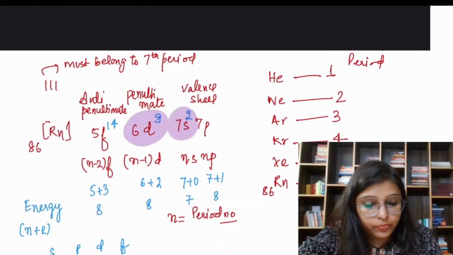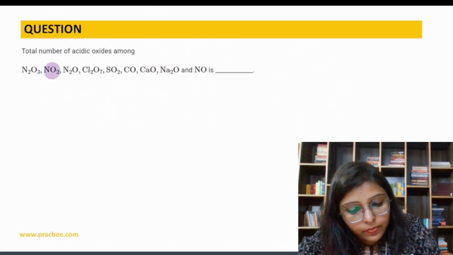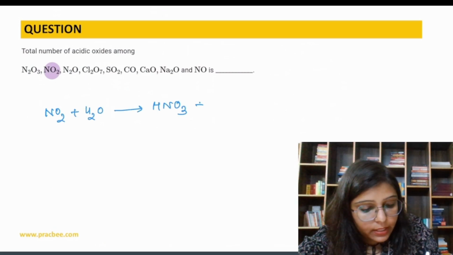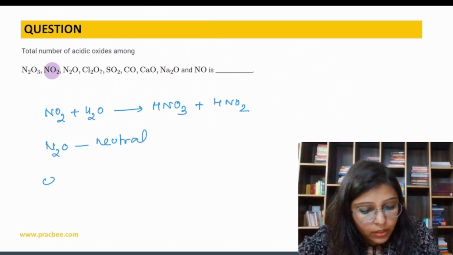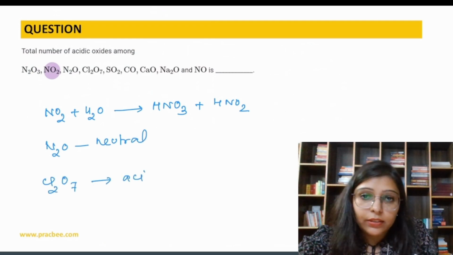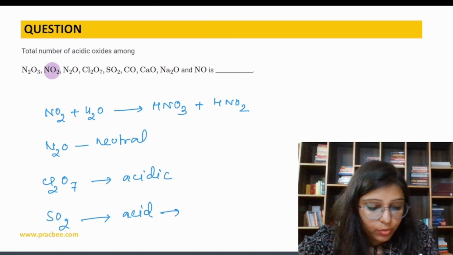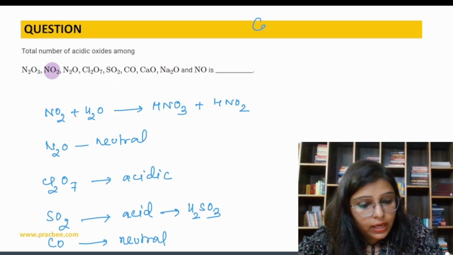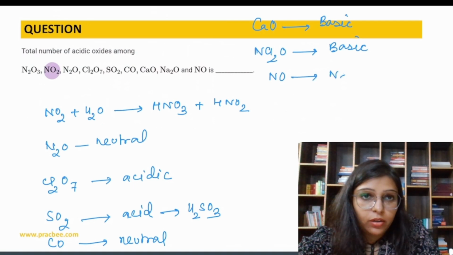Now let's do the next question. Total number of acidic oxides among the following. See, we know that NO2 is acidic because if you add water to NO2, we get 2 acids, HNO3 and HNO2. N2O is neutral. Cl2O7 is acidic. SO2 is acidic; we get sulfurous acid. CO is neutral. CaO is a metal oxide, basic. Na2O is a metal oxide, basic. NO, nitric oxide, is neutral.